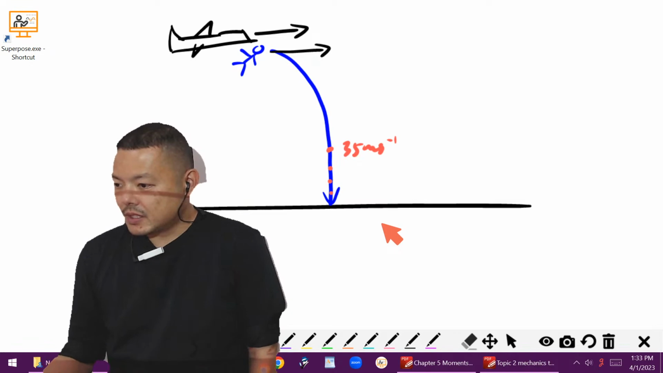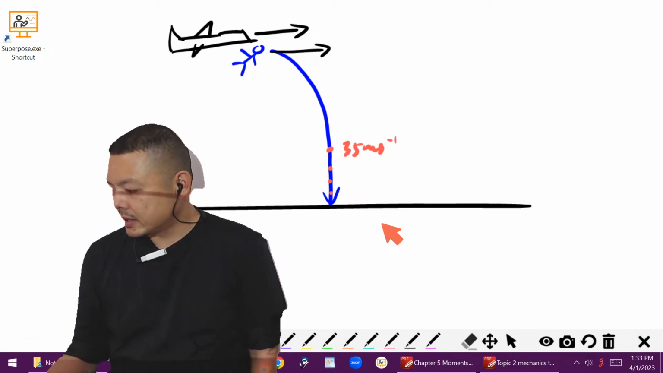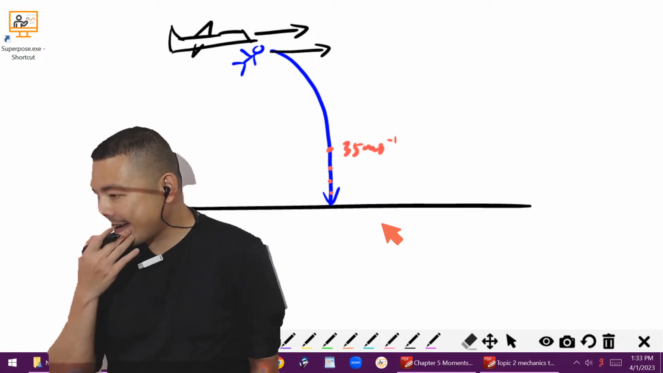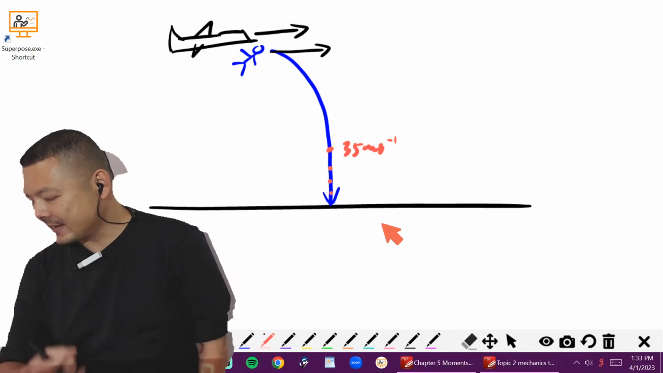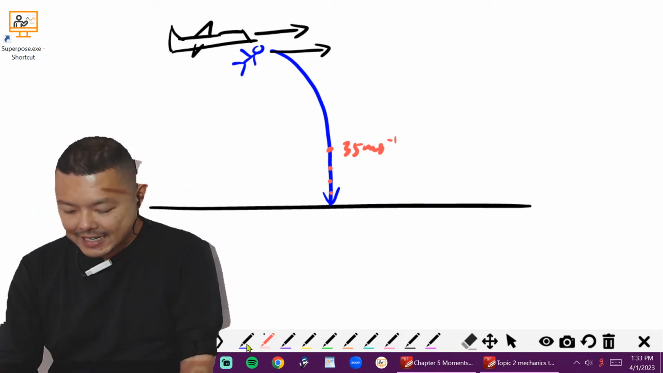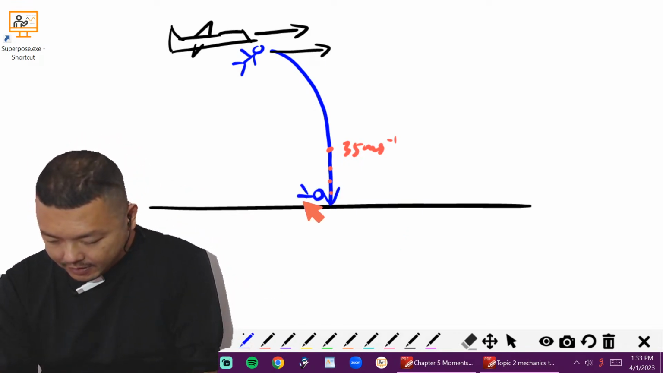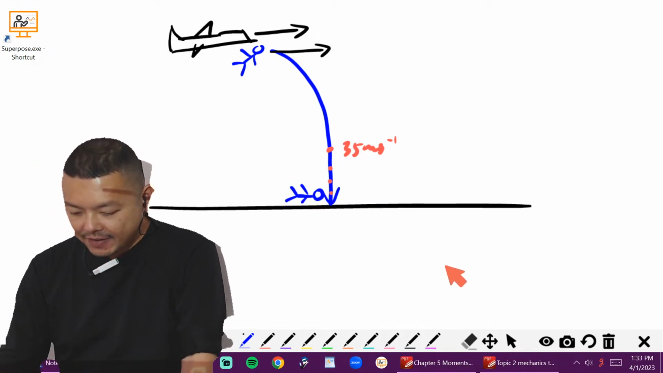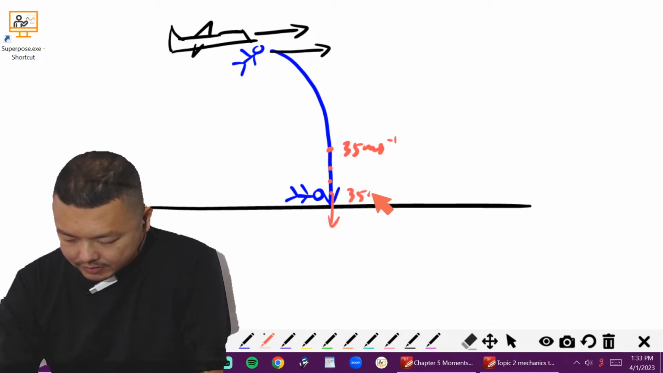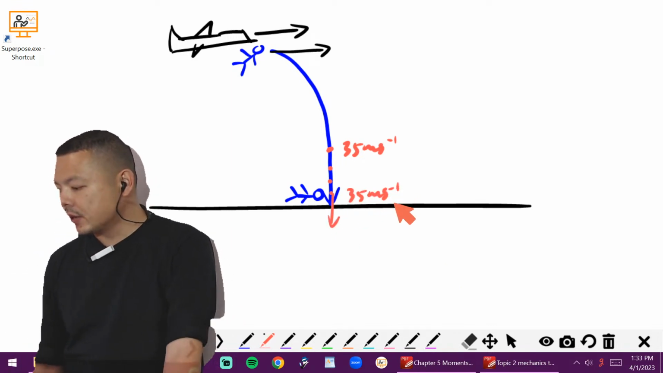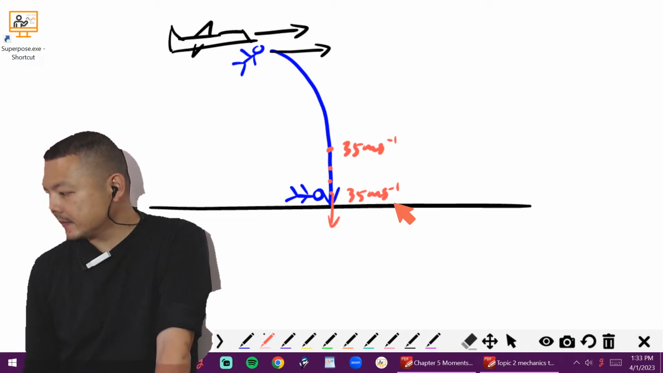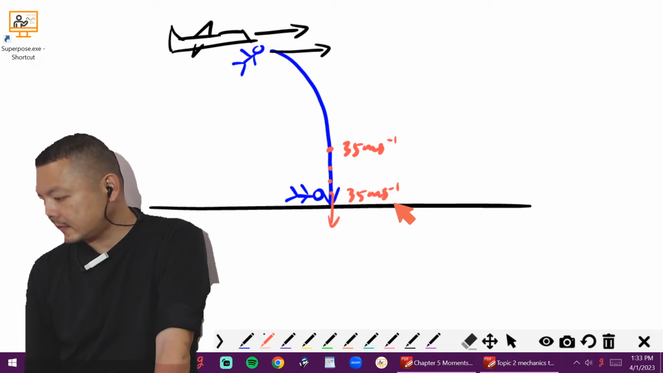Because that's what terminal velocity is. You understand? Okay. So basically, this man will approach the floor, the snow, at 35 meters per second downwards. It means just before he hits the snow, his speed is 35 meters per second.